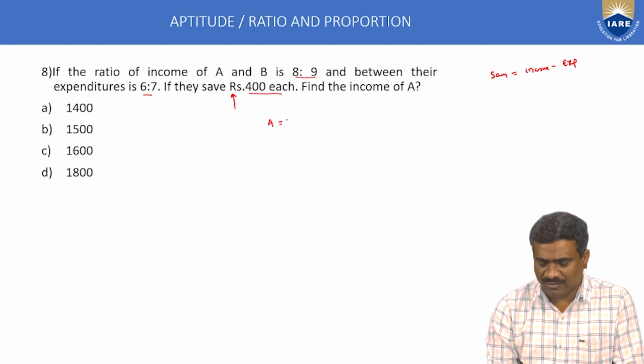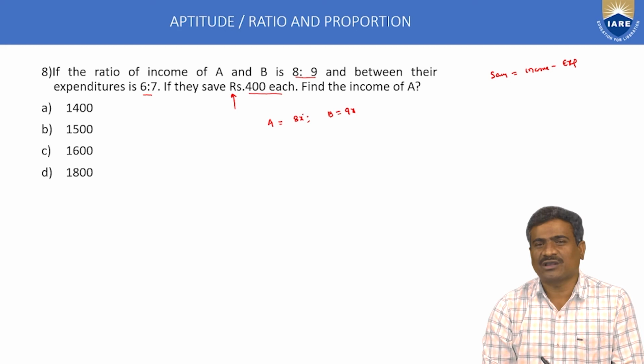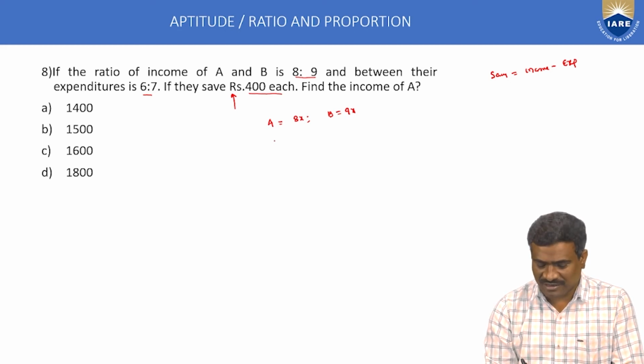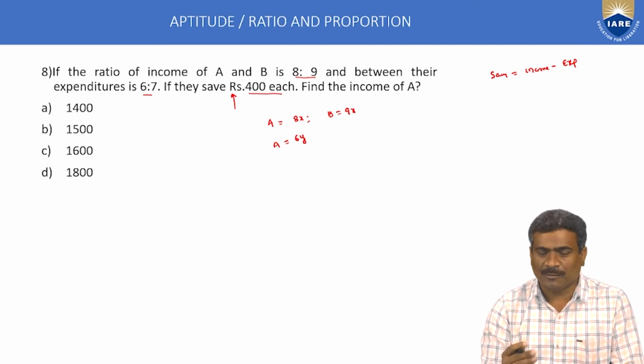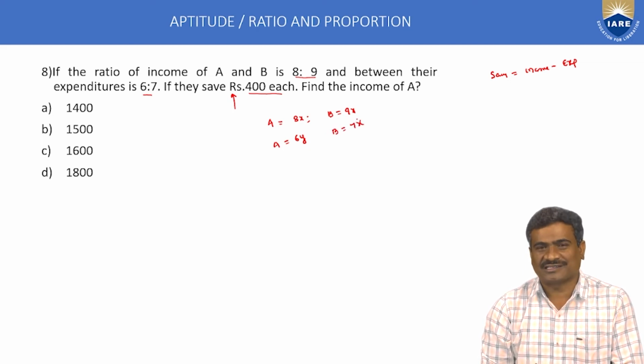Here A income consider 8x and B income 9x, and also calculate expenditure. A expenditure consider 6y, but not 6x. That x variable is completed. Now the y variable. And B expenditure is 7y, not 9x.